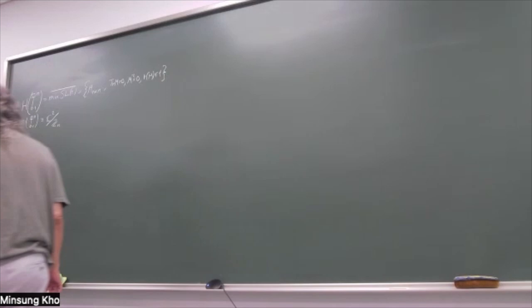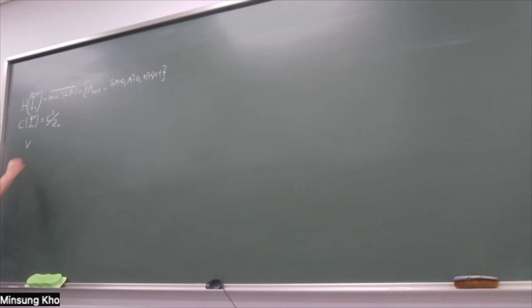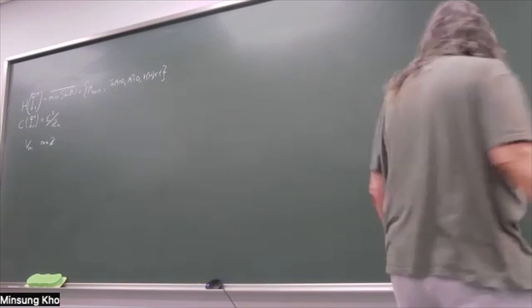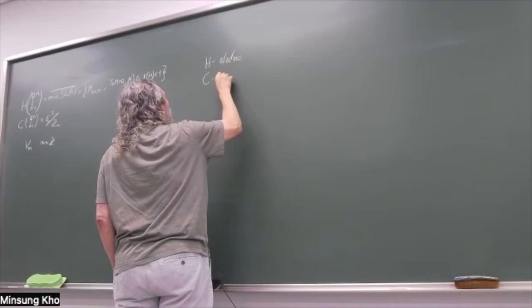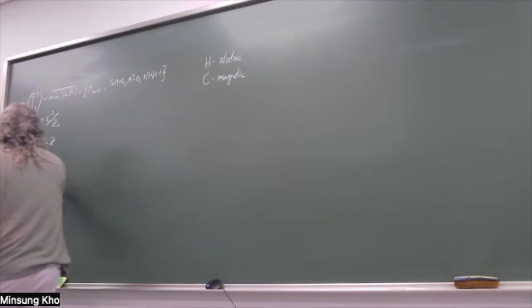We said that there are operators V_m, where m is a magnetic charge. The Coulomb branch is the space of monopole operators. Higgs is electric, and the Coulomb branch is magnetic. So I need to use magnetic objects. These are the magnetic charges that the U1 theory can admit.